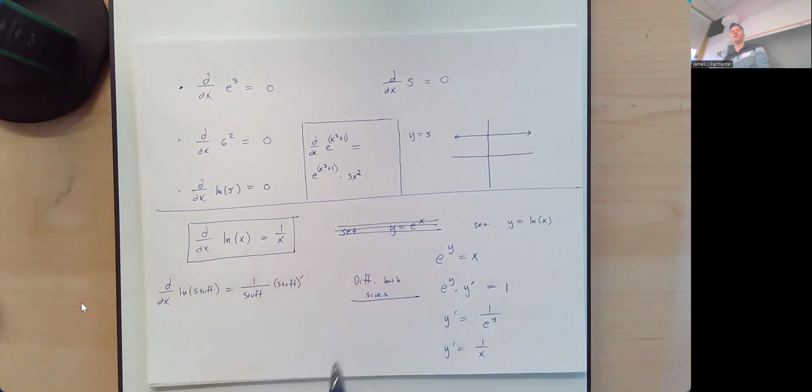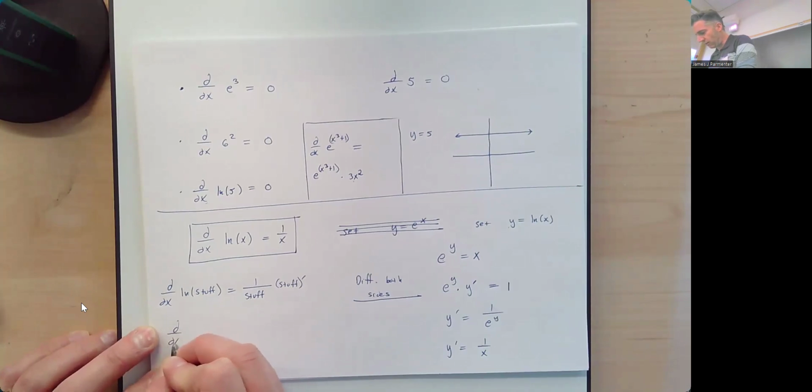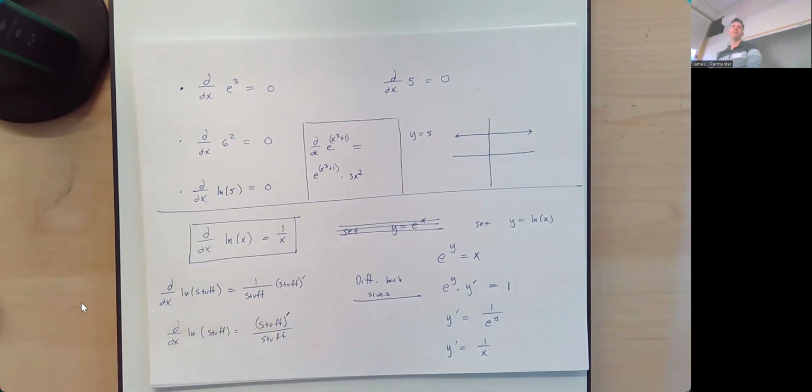A lot of people do write this as the stuff prime on top of the fraction. I really like to emphasize that you're doing one thing and then at the end you're multiplying by the derivative of the inside stuff. But it's perfectly fine to write it the other way. So you might also write this as the derivative of the natural log of some stuff is equal to the derivative of the stuff divided by the stuff. Either way, totally fine. It's certainly nicer to write it this way when you're trying to save space.